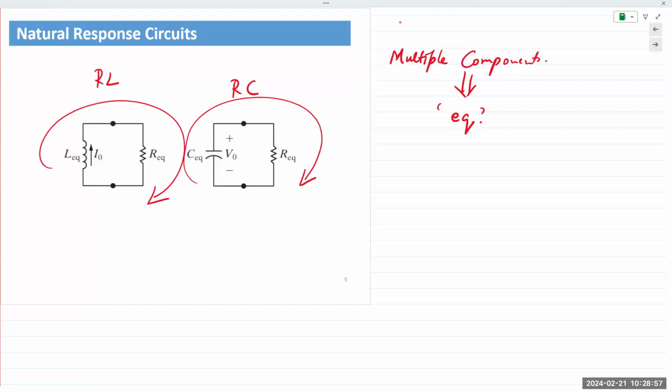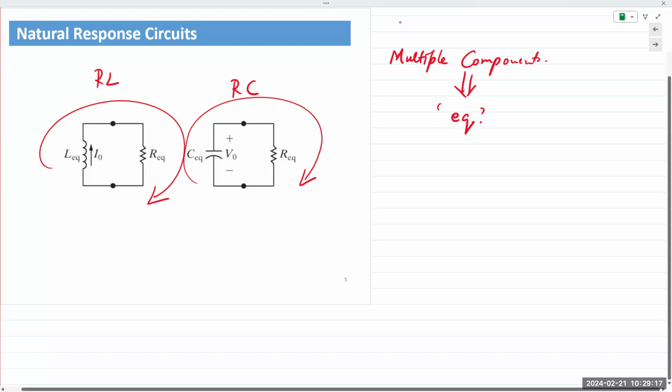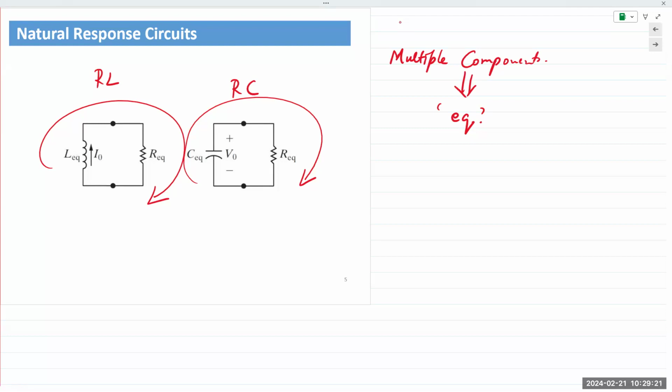In this case, for a natural response, all we are doing is we have a charged inductor or a charged capacitor, and it is simply releasing all of its energy through that resistor. It's just discharging, and that's it. A fully charged inductor or capacitor has stored energy, and that stored energy is slowly released through that resistor. The resistor dissipates the energy as heat.